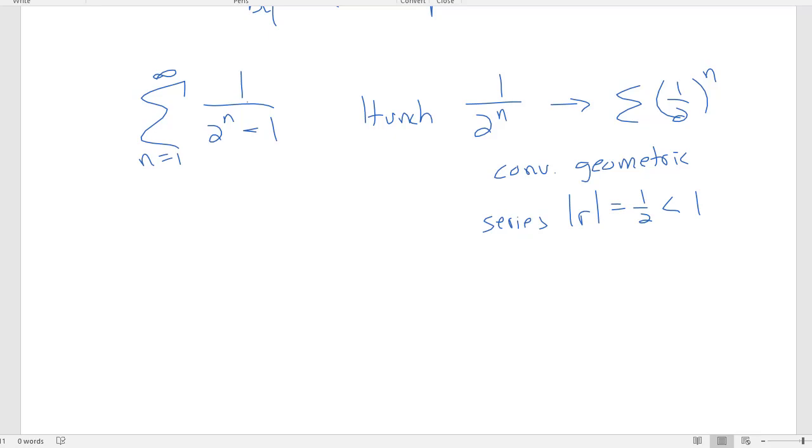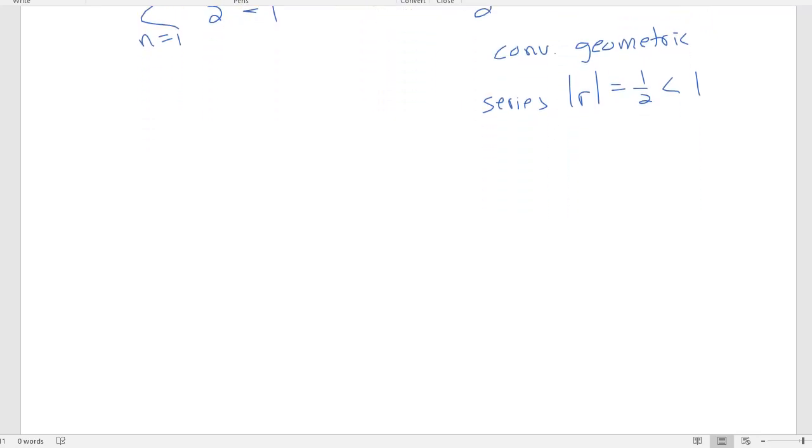So my hunch here is that it behaves like a convergent series. What I need to do in that case is show, very similar to the last problem, that my series I'm testing is smaller than my known convergent series. Okay?